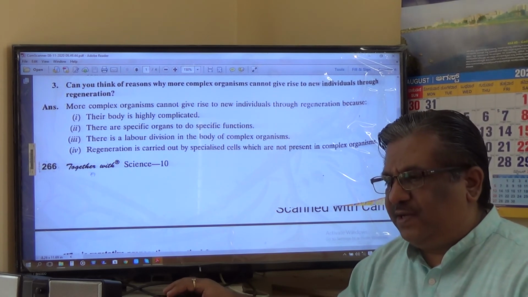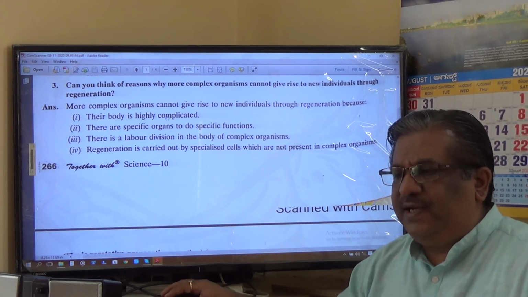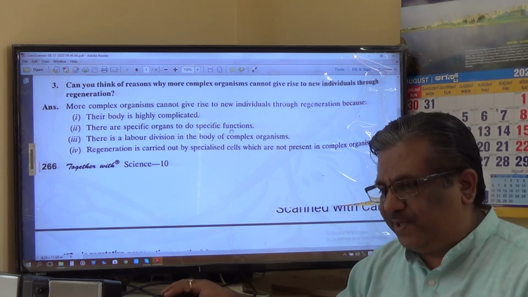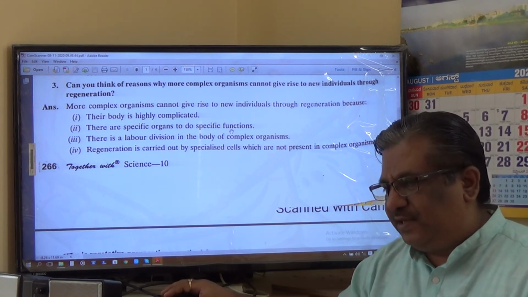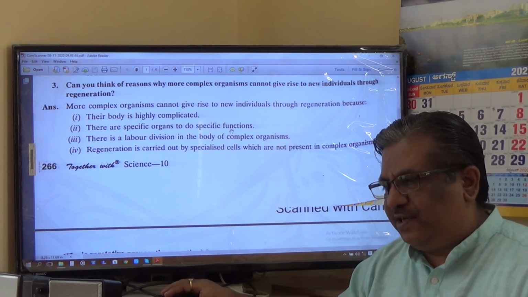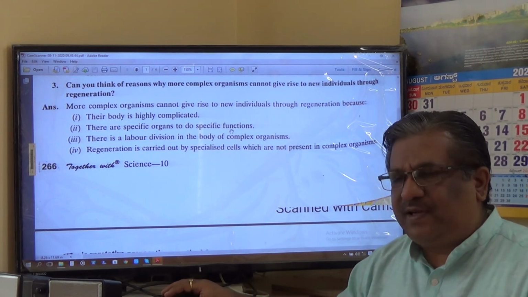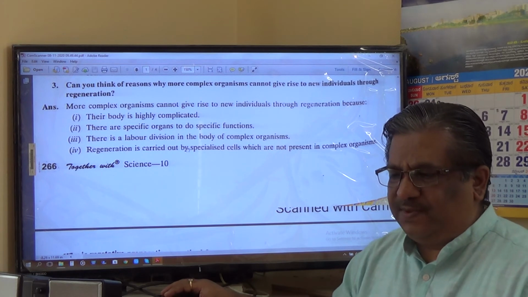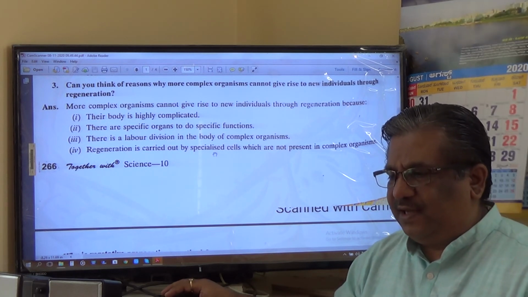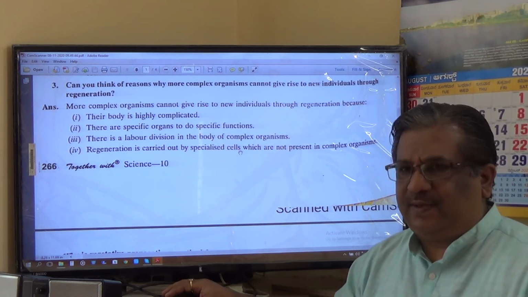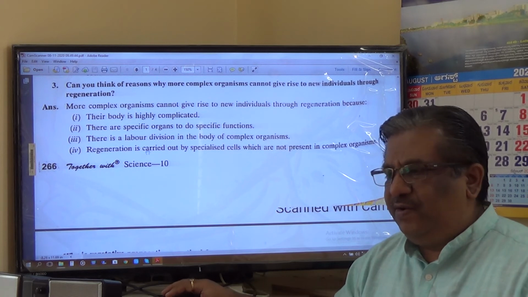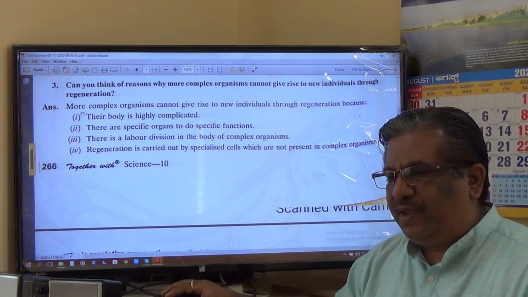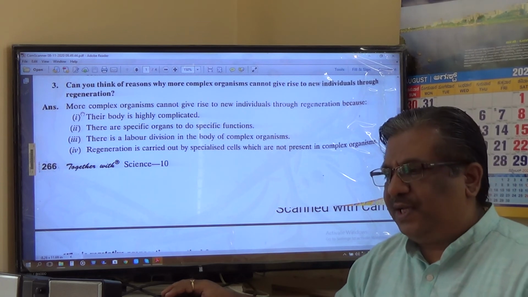More complex organisms cannot give rise to new individuals through regeneration because their body design is complex and complicated. There are specific organs to do specific functions: digestive system, excretory system, respiratory system, transportation system like the circulatory system. So specific organs are there for performing specific functions. There is a division of labor in complex organisms, and regeneration is carried out by specialized cells, and those are not present in complex organisms. And these are the reasons why one cannot give rise to new individuals by means of regeneration in complex organisms.